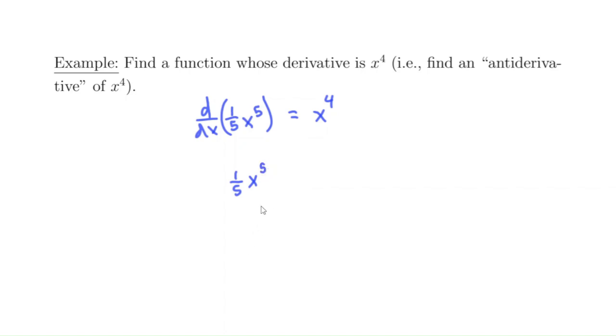Now, it's not the only antiderivative of x to the fourth, because we could always just add a constant. So for example, 1/5 x to the fifth plus 7 would be an antiderivative of x to the fourth. And in fact, we could add any constant. It turns out that any two antiderivatives differ by a constant. So the general form of an antiderivative of x to the fourth would be 1/5 x to the fifth plus c. We often use this letter c, called the constant of integration. So this is the general form of the antiderivative of x to the fourth.